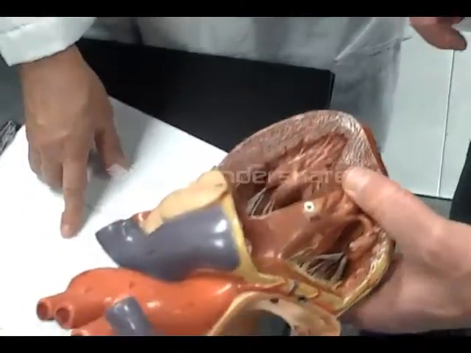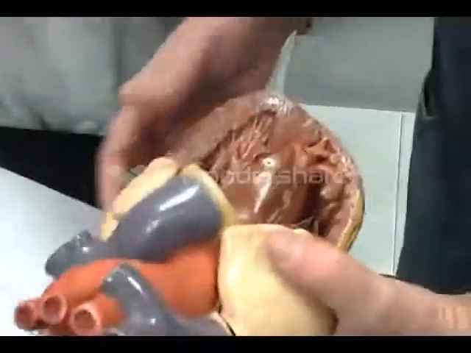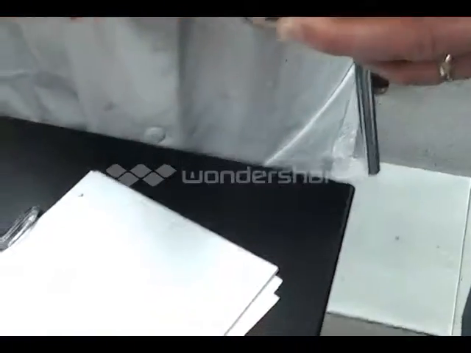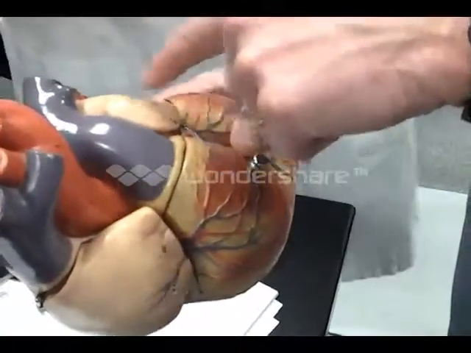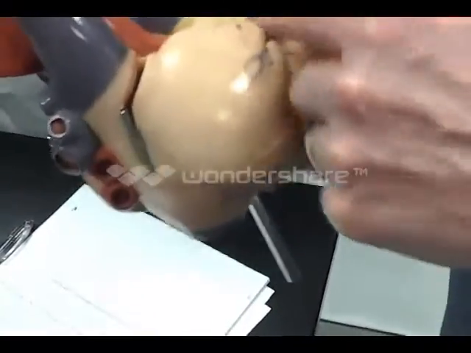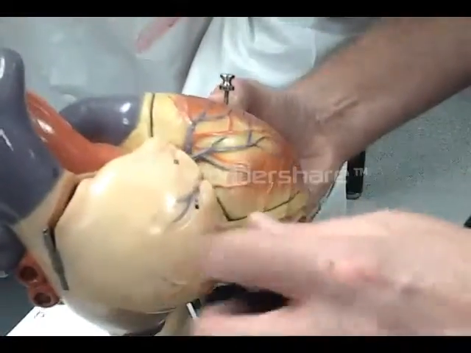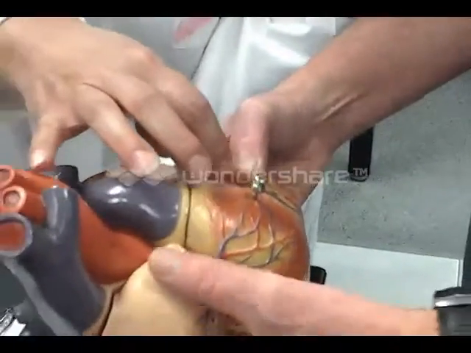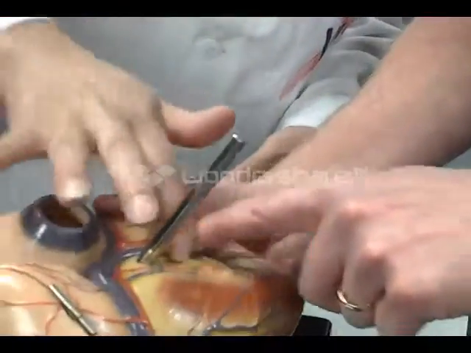The coronary sulcus is essentially between the atria and the ventricles, and that's where the large coronary arteries run. This would be the anterior interventricular sulcus, and the posterior interventricular sulcus would be right there.